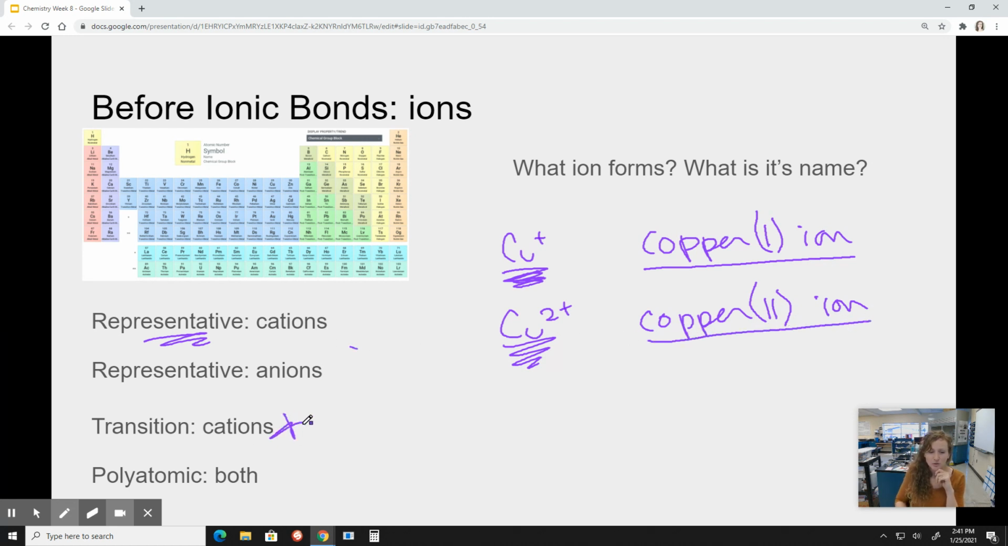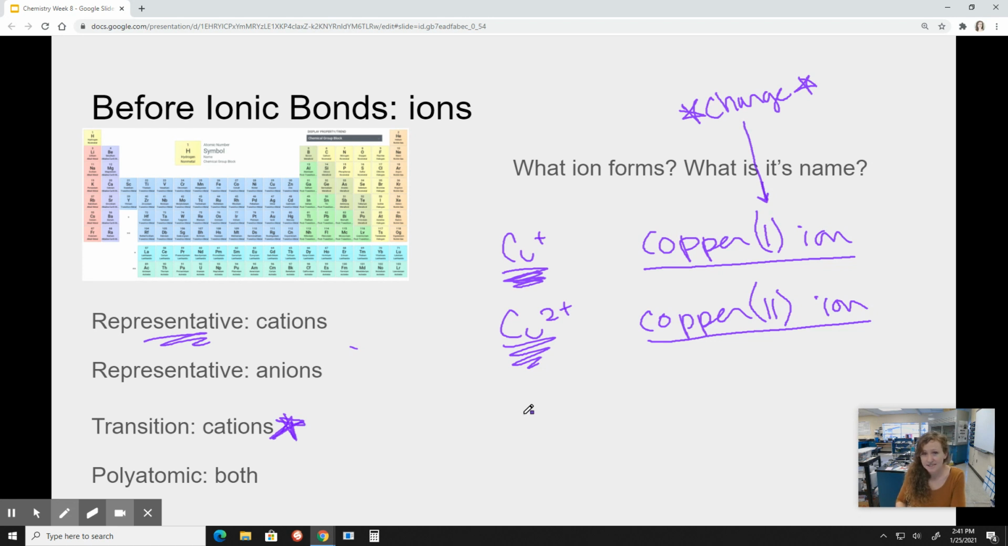So here's the rule for naming transition metal ions. If they form more than 1 charge, you must indicate the charge with the Roman numeral. Notice that is the charge of the ion. We're going to start using these ions, and there's going to be other numbers associated with these ions. So it's going to be really important that you remember that this Roman numeral represents the charge and nothing else. That's worth saying to yourself multiple times.